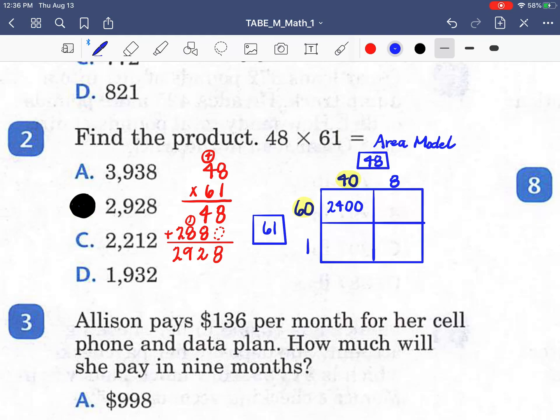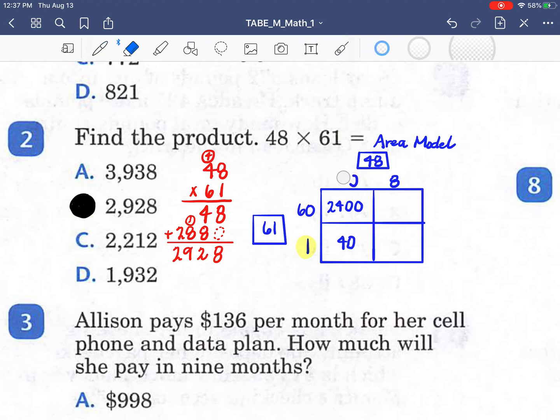And then I'm going to take, I'm not erasing this, I need the color to be gone, because I'm going to take 40 times 1, and that will be 40. 40 times 1 is 40.